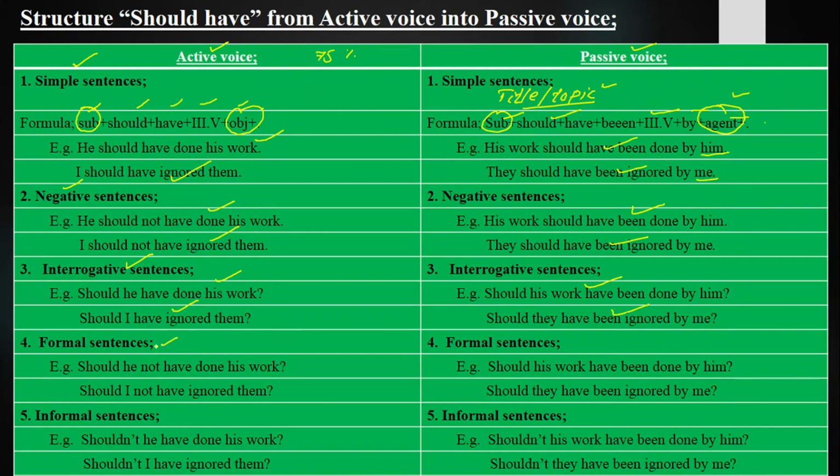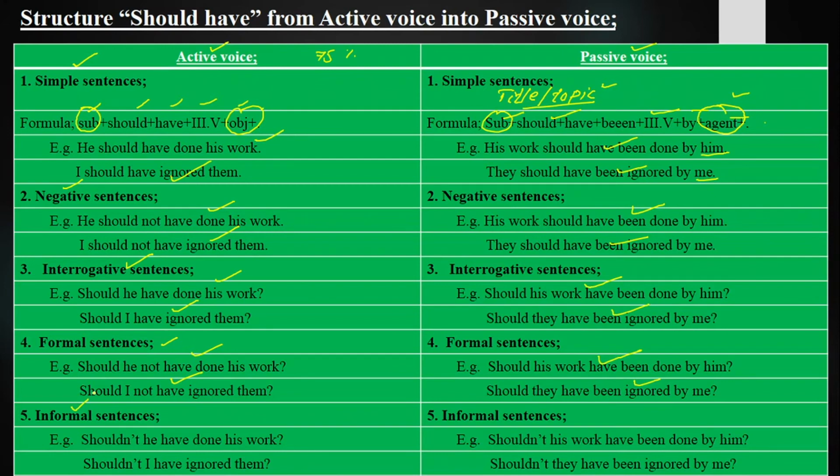Next we have got formal sentences, those sentences in which we ask a question and deny the statement. We ask them in a formal, respectful way. We use it with our elders, with our seniors, and with those with whom we are not free. You'll be using formal sentences. Should he not have done his work? Should his work not have been done by him? Should I not have ignored them? Should they not have been ignored by me?